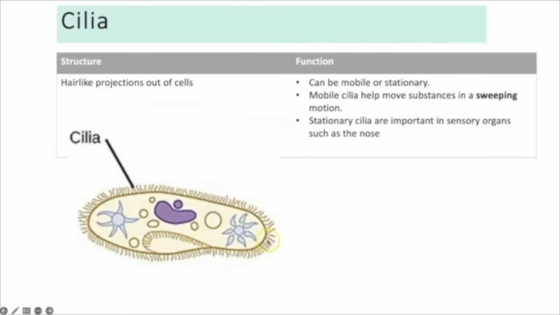Cilia, again, are not on all cells, and these are hair-like projections that come out of the cell itself. And they might be stationary cilia, or they might be mobile. Mobile cilia move to help sweep substances along. And that could be in the trachea, for example. They'll be moving in this wave-like motion to help sweep the mucus up and out of your trachea to prevent lung infection. Stationary cilia are important in sensory organs, such as your nose.